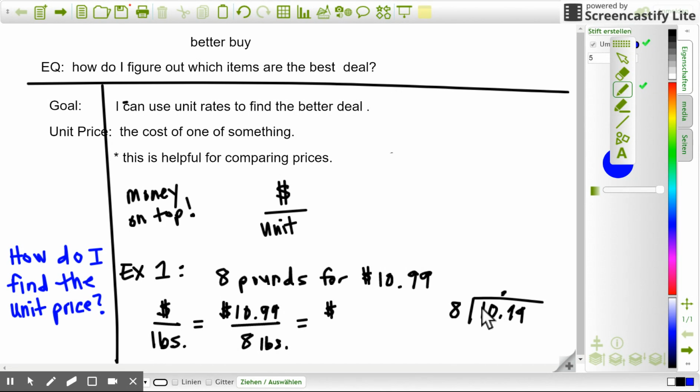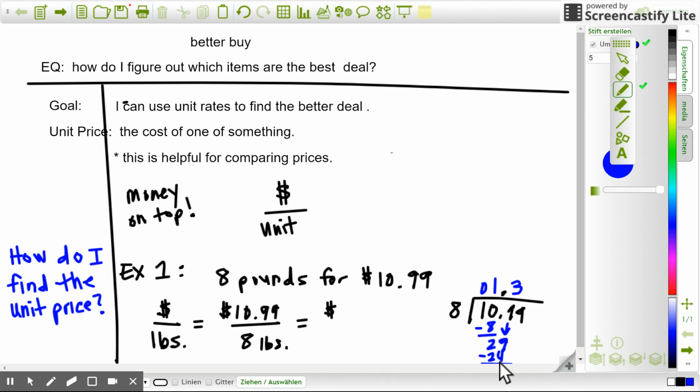So 8 can't go into 1. You can put a 0 here if you want. 8 goes into 10 one time. Okay, I'm going to try to write small with this pen. 10 divided by 8 is 2. Bring down the 9. And 8 goes into 29 3 times. 8 times 3 is 24. Okay, 29 minus 24 is 5.